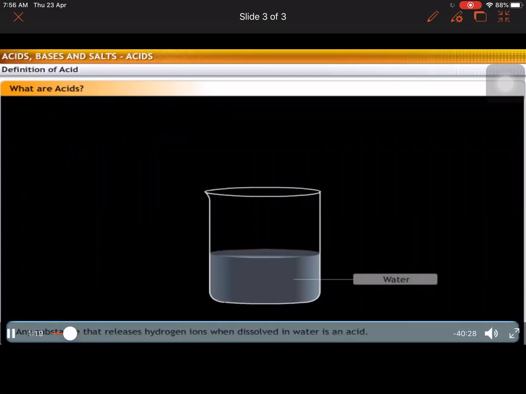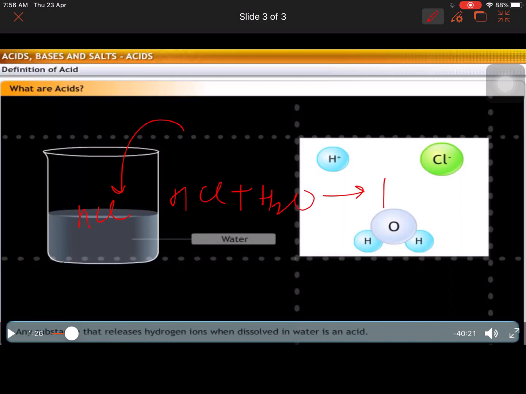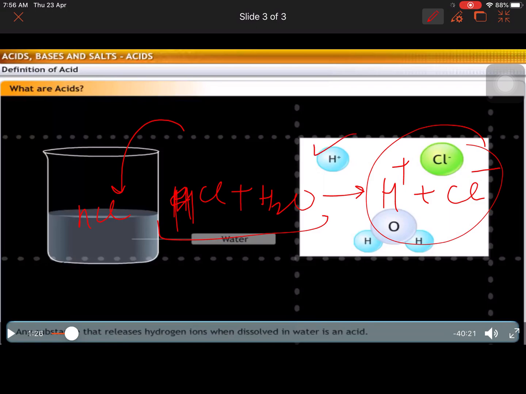For example, hydrochloric acid when dissolved in water liberates a hydrogen ion and a chloride ion. Very nice. Suppose this is water, and when we pour HCl, right? Then HCl plus H2O, they combine to form H plus ion and Cl minus ion in water. They are just splitting their chemical combination into these two ions, H plus ion and Cl minus ion. H plus, Cl minus, this plus and minus again, and this is the water molecule.